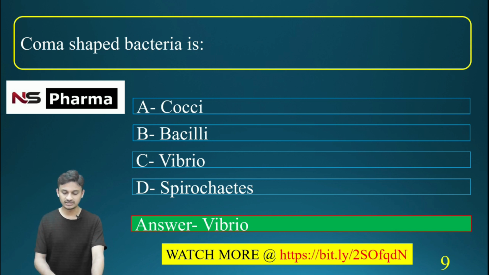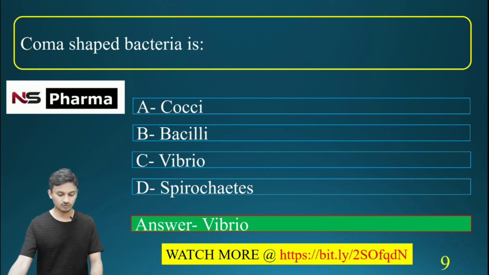What about the first one, cocci? Cocci are spherical-shaped bacteria. Rod-shaped bacteria are called bacilli. Corkscrew-shaped bacteria are called spirochetes. Now we understood what is cocci, what is bacilli, what is vibrio, what is spirochetes.